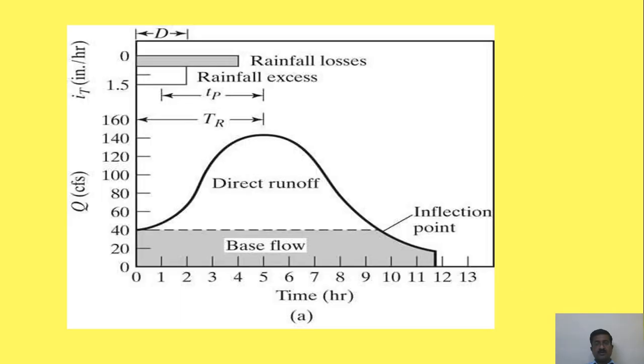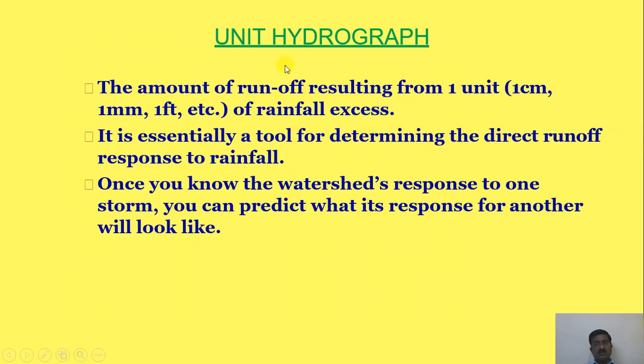The rapidly fluctuating component is called the direct runoff. You can see this figure here, which is plotted against time interval and discharge. Typically, for a unit time interval, the hydrograph is obtained. It is the amount of runoff resulting from one unit, 1 centimeter, 1 mm, 1 foot, etc., of rainfall excess. It is essentially a tool for determining the direct runoff response to rainfall.